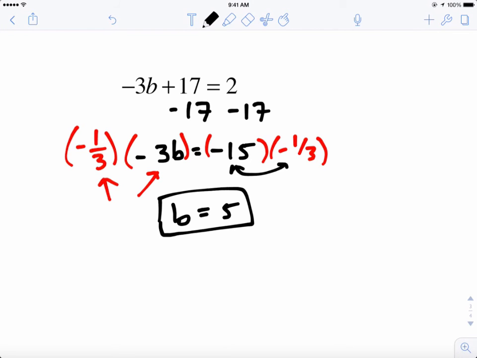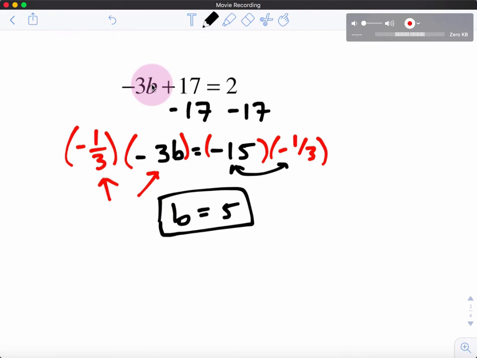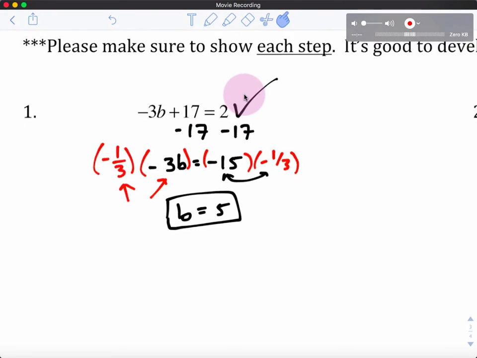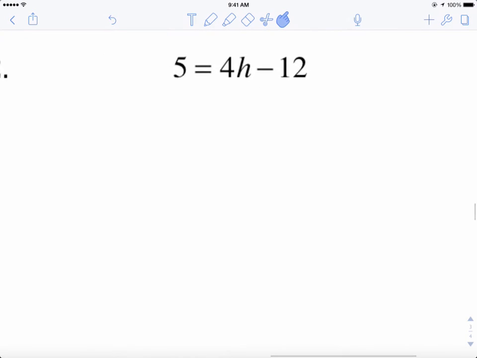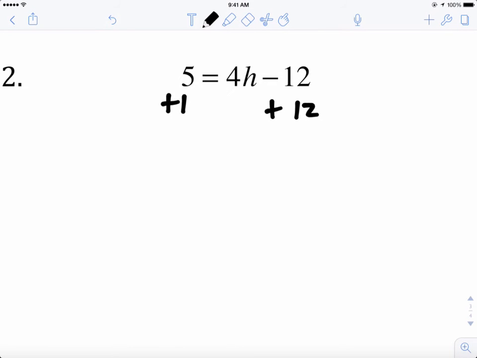Always want to check, does this work? Negative 3 times 5 is negative 15. Plus 17 indeed equals 2. Check, amazing. In our second example, another kind of straightforward case, let's first isolate this 4 times h by adding 12 to both sides of the equation. We end up with 17 equals 4 times h.